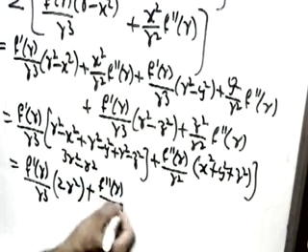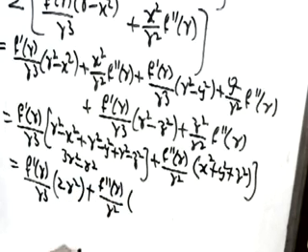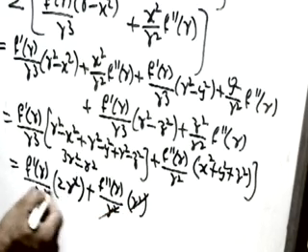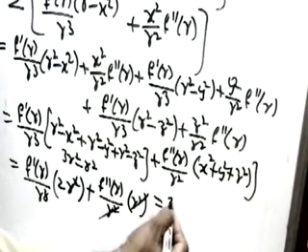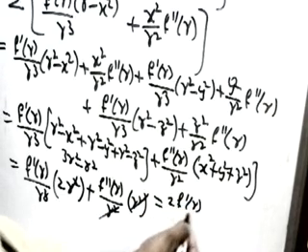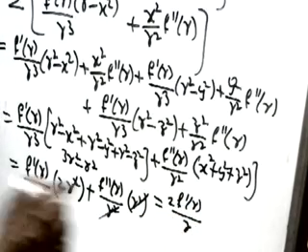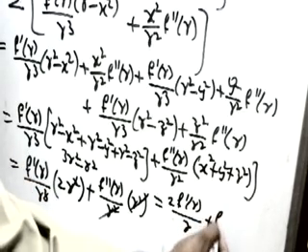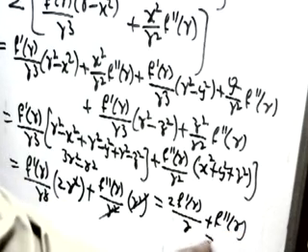Plus here also you see, f double dash r by r square into x square plus y square plus z square is r square. See, this r square gets cancelled. So this is the answer: 2f dash r divided by r, plus f double dash r.